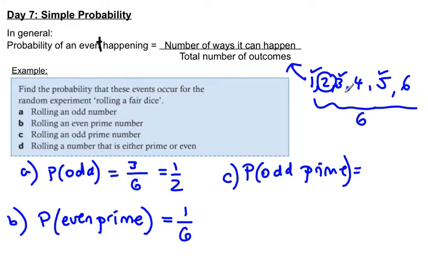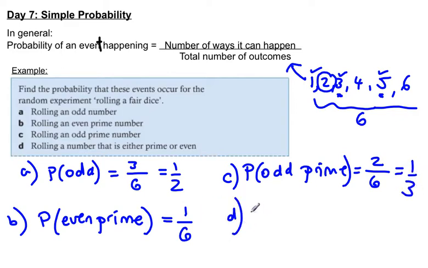Let's see, odd prime numbers would be 3 and 5. Remember, 1 is not prime because it only has one factor. A prime number has to have exactly 2 factors. So 3 and 5, which is 2 ways that can happen out of 6, and that's the same as 1/3.